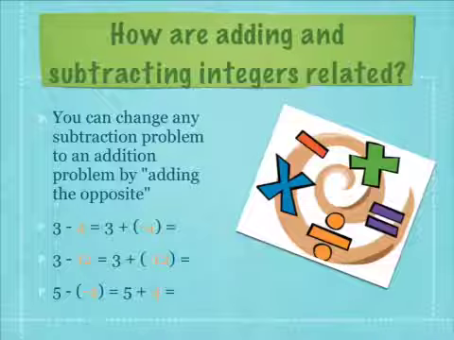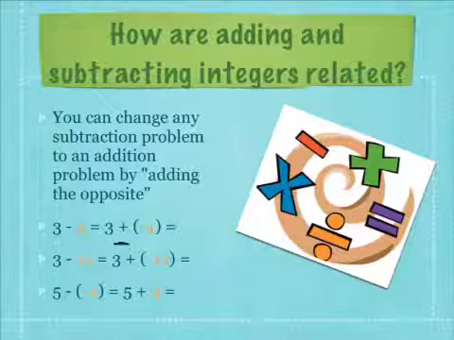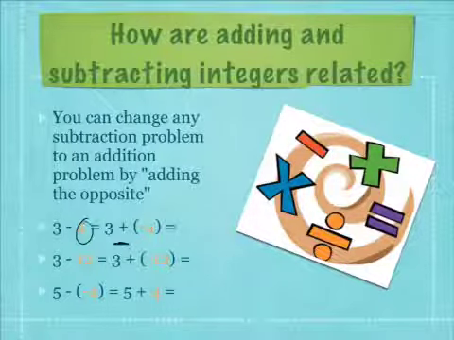In our last lesson we talked about how to add positive and negative numbers. So you can use what we've learned in the last lesson to help you in today's lesson. You can change any subtraction problem to an addition problem by adding the opposite. So if we look at the examples below, the first one is 3 minus 4. We can change that subtraction problem to an addition problem by changing the sign to addition and then taking the opposite of that number, which is 4.